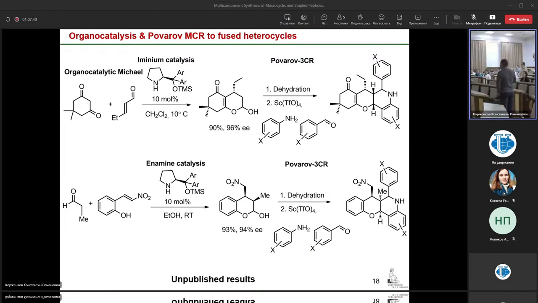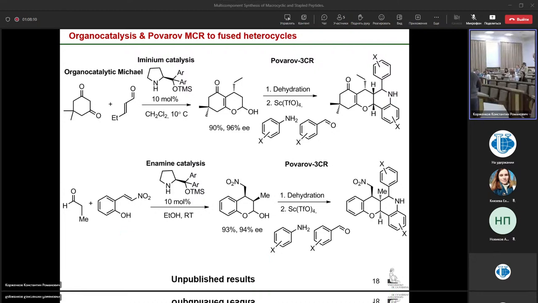So take a look that we always stick to dichloromethane and toluene in this case. So don't pay too much attention to this ethanol here because this is still under optimization, okay? I just wanted to show you because of the Povarov reaction. I see, but you show here 94% enantiomeric excess. That means that ethanol is not so bad for this reaction. Yeah, probably ethanol was not so bad in this case.